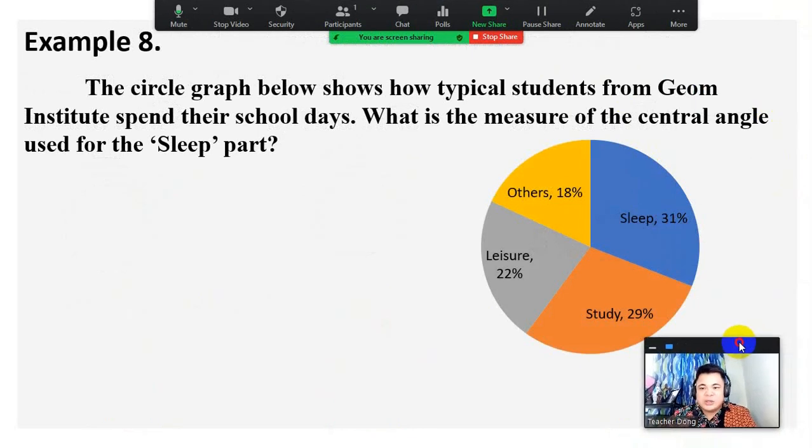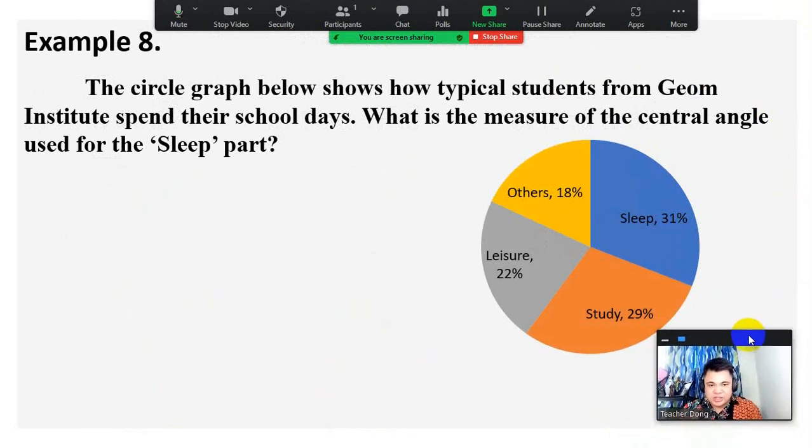The circle below shows how typical students from Geom Institute spend their school days. What is the measure of the central angle used for the sleep part? So we are looking for the degree measure of this, not the arc length but the degree measure. For the sleep part, as you can see, it's 31%. To get the degree measure, you need to multiply 31% by 360 degrees. But before that, convert this to decimal, 0.31 times 360 degrees.